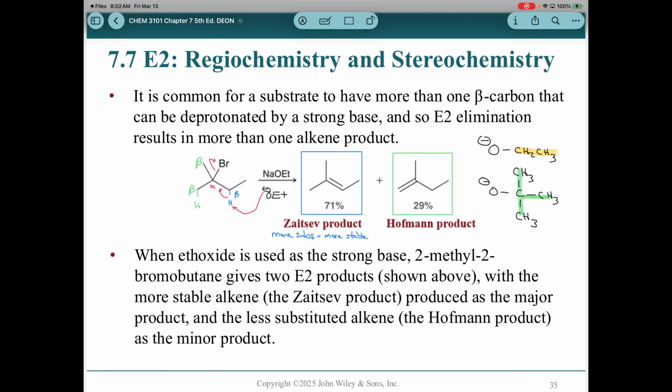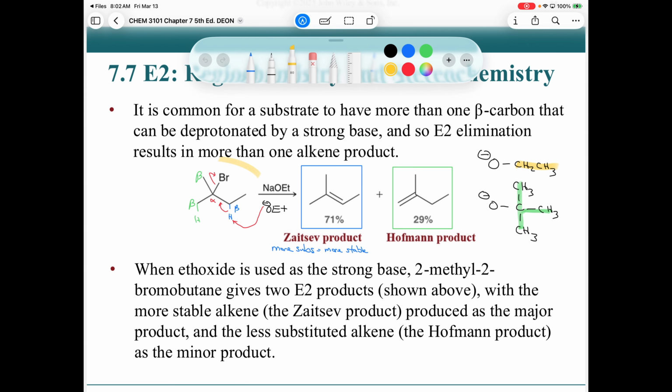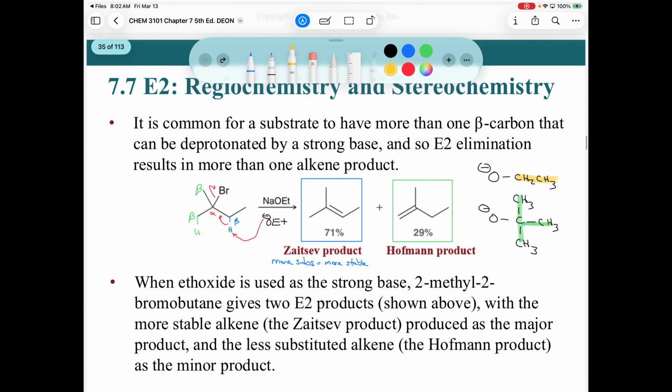But where we left off last class was, okay, if you have more than one type of beta carbon, here we have 3 different beta carbons in our substrate. Remember, the substrate is the molecule that possesses the leaving group, our alkyl halide. We have 2 different types of beta carbons in there, and we decided that if we were to abstract the proton in blue, we would end up with what we call the Zaitsev product, which is the more stable product. If we abstracted the proton in green, we would end up with the Hofmann product, which is less stable.